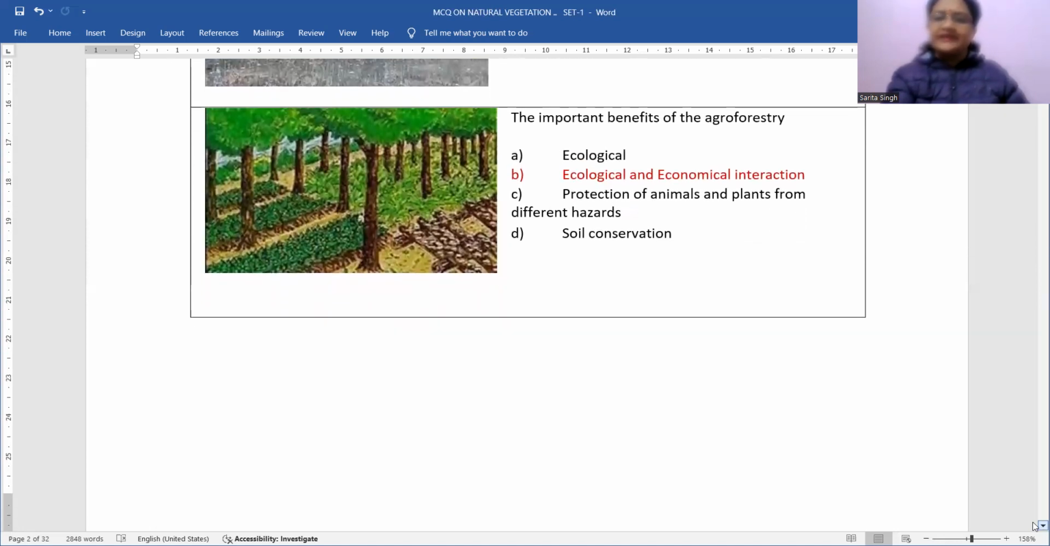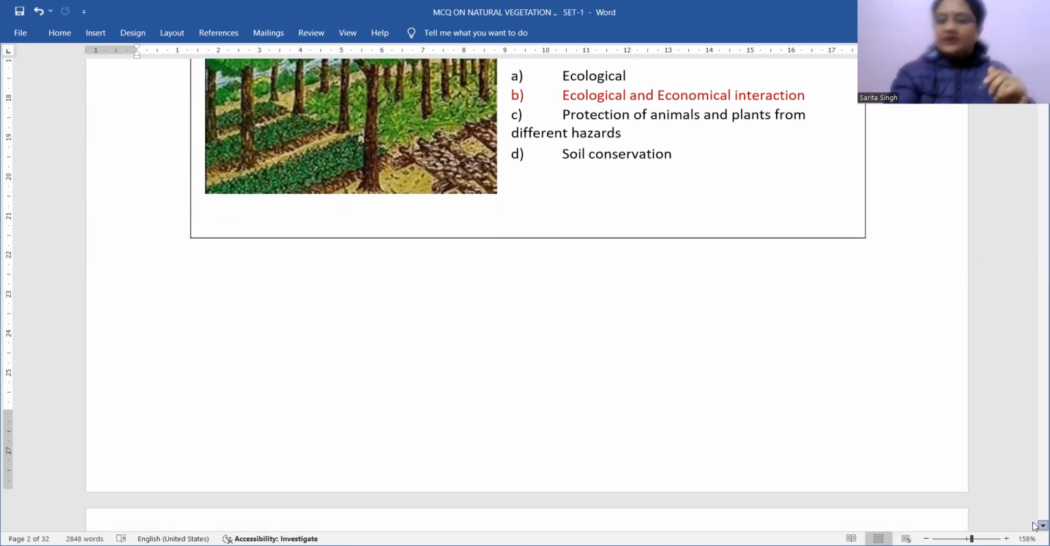इसमें first option है ecological, number 2 is ecological and economical interaction, number 3 है protection of animals and plants from different hazards, and number 4 है soil conservation. इसमें best option हमें लग रहा है B. Yes, and it is the correct answer. That is ecological and economical interaction. Both are actually the benefits of agroforestry.